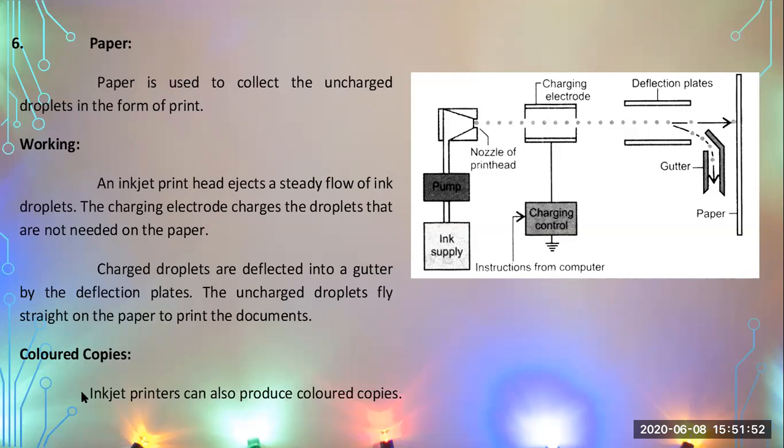Number three, if you remember, the charged droplets are deflected into the gutter by the deflection plates. The uncharged droplets fly straight onto the paper to print the documents. Charged particles move to the gutter, but uncharged particles move to the paper, so that they produce the print, and this printer can produce colored copies as well. There are now more advanced, sophisticated and improved versions in the market, but the basic principle is the same as what we are discussing now.